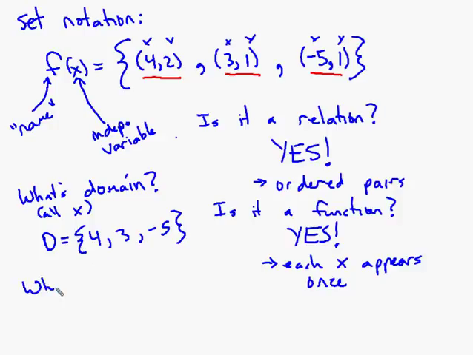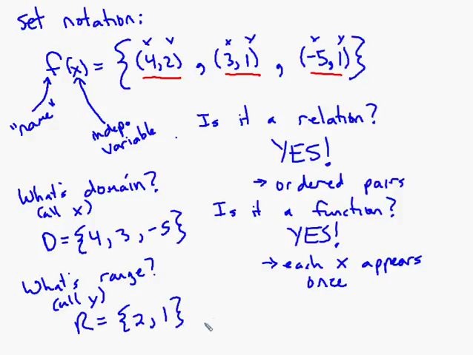And then we might go on to the next question. Well, then what's the range? And that's all the y's. And I might say R is equal to 2, 1. Now you might say, well, here's another 1. I don't list it again. Don't list repeats. Now I say that, and there's always that one student who just always wants to list every number and not even think about it. Don't list the repeats.